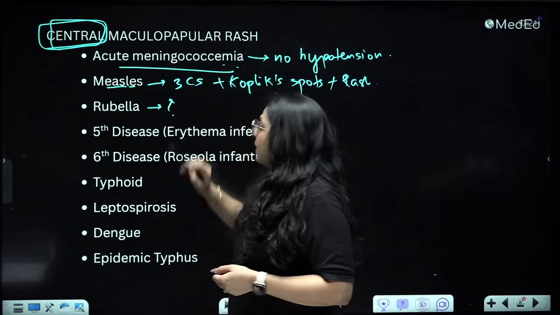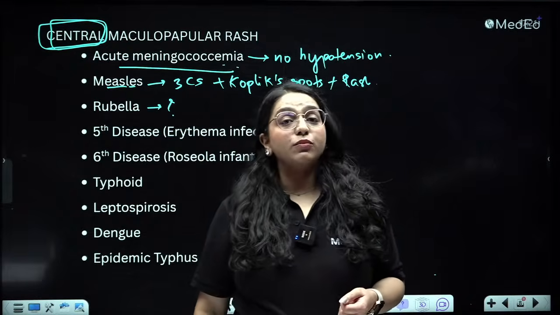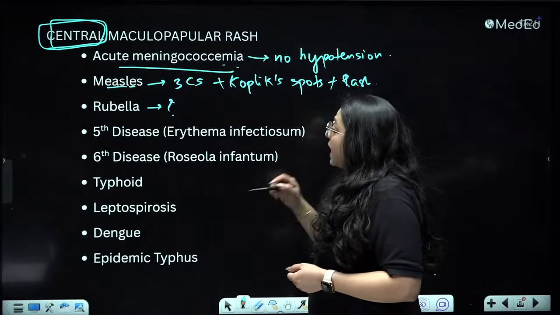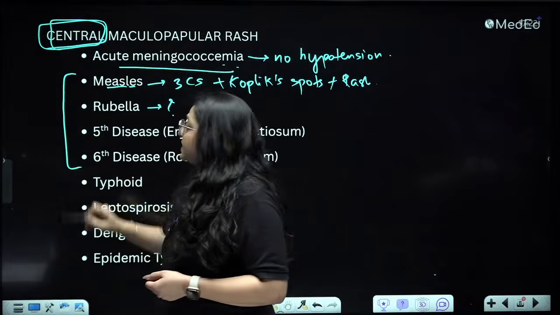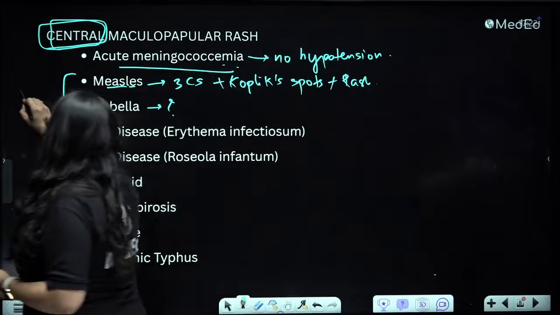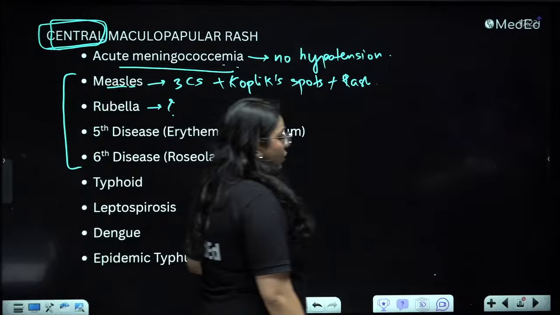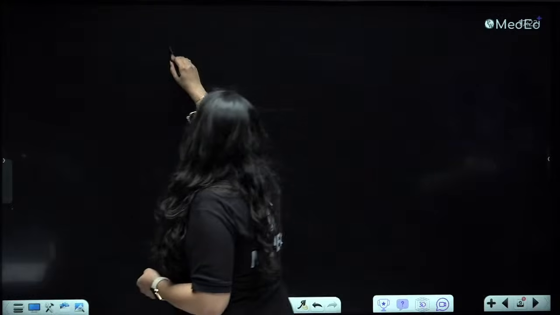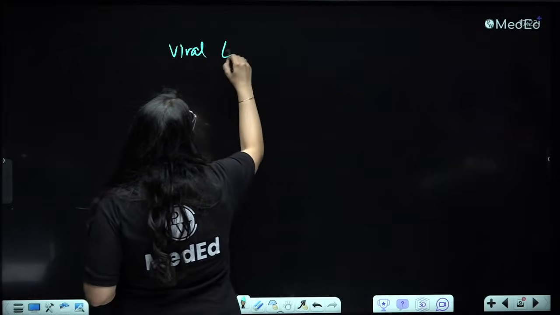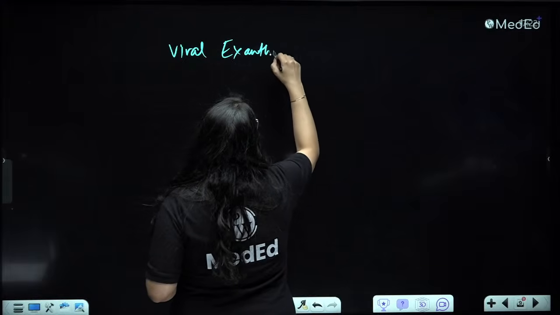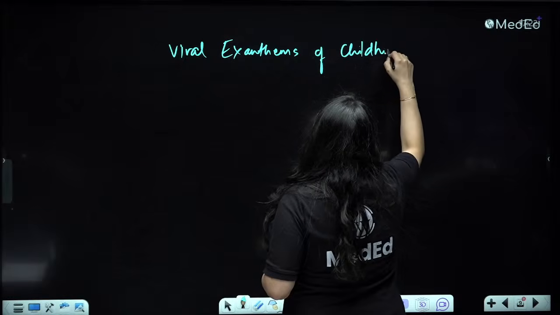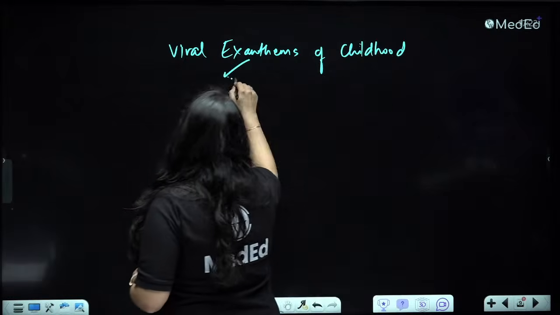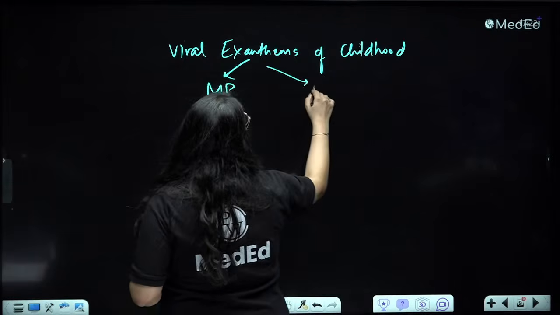Rubella. Can it be rubella? Of course it can be rubella too. Then amongst the children, why am I writing measles, rubella, fifth disease, sixth disease? What are these? These are the viral exanthems of childhood, right? So, if we talk about the viral exanthems of childhood, you know that it can either be maculopapular or it can be vesicular.